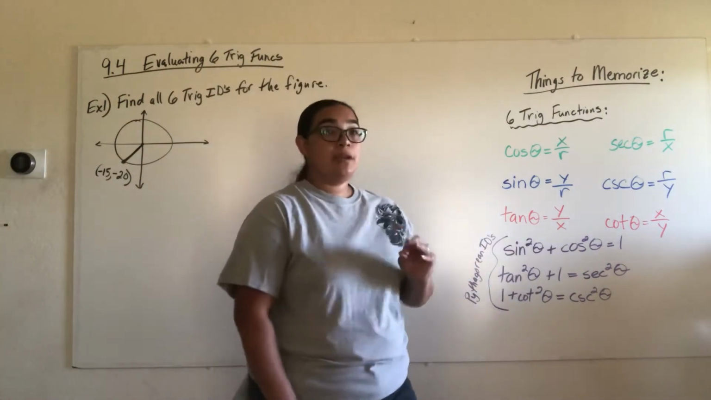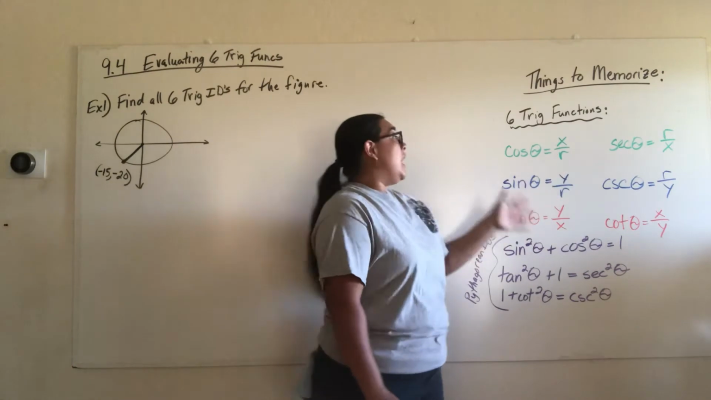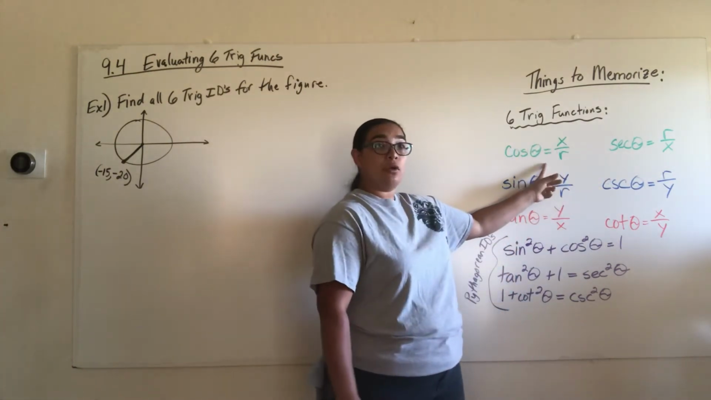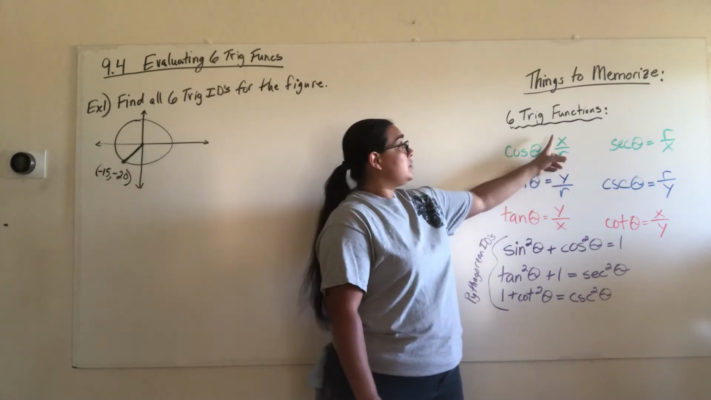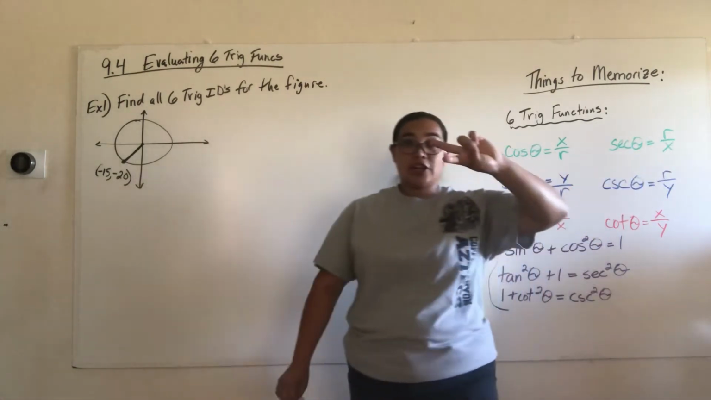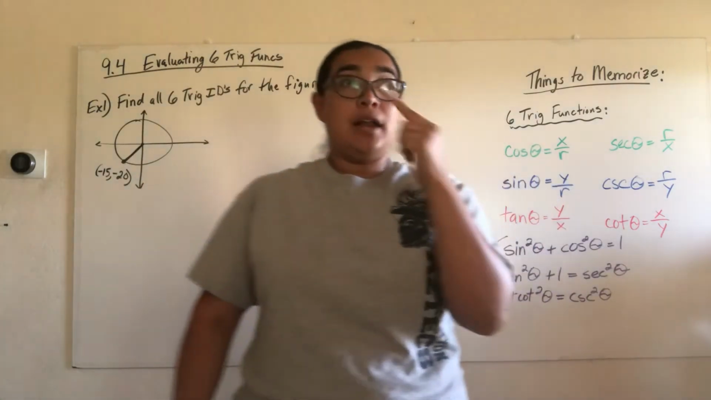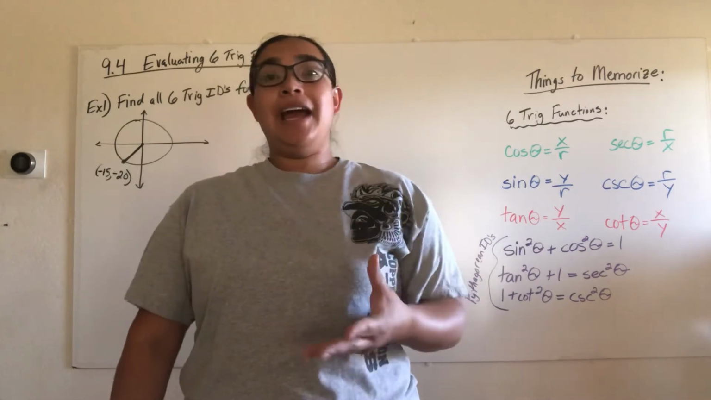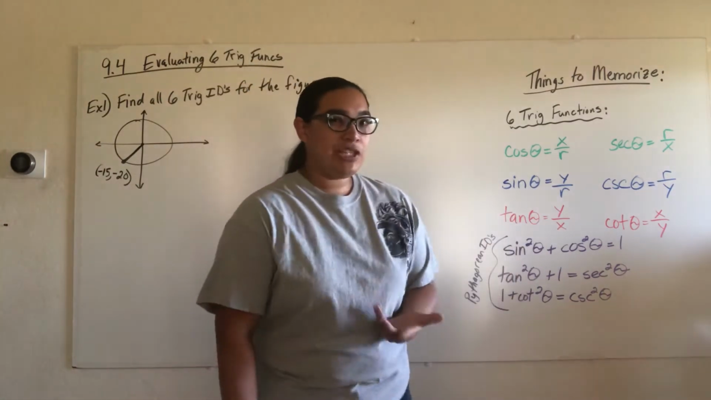Okay? Now, here's the important part. Notice I color-coded cosine with secant, because take a look at the two ratios for each one. Cosine was x over r, and secant is r over x. It is actually the reciprocal. Now, what a lot of students tend to trip up on is how to remember them. I have a kind of cheesy way of doing it.